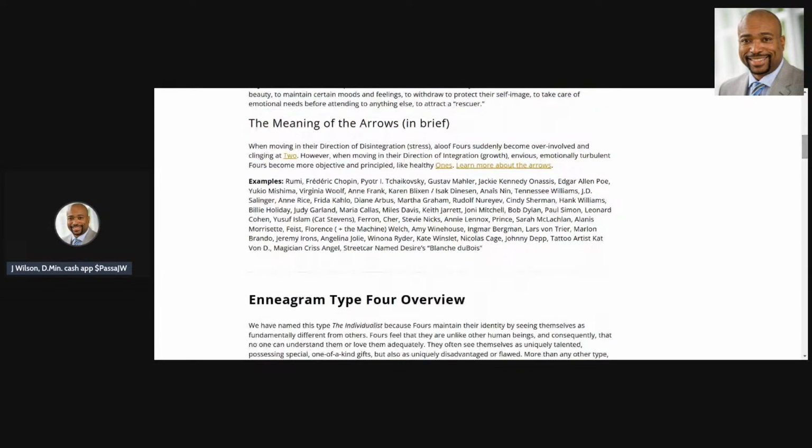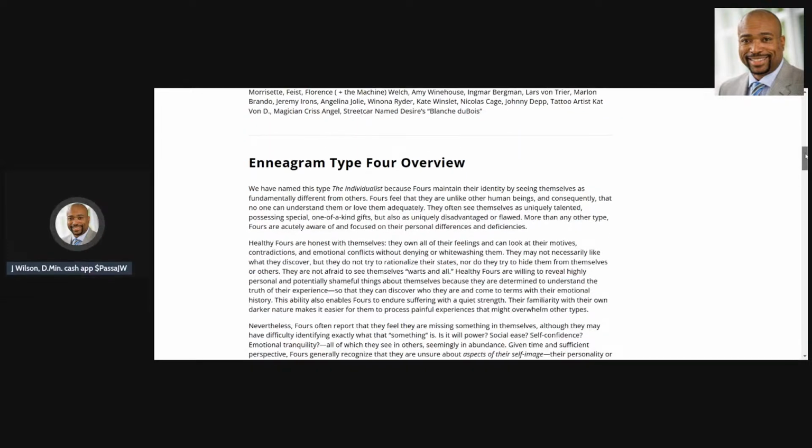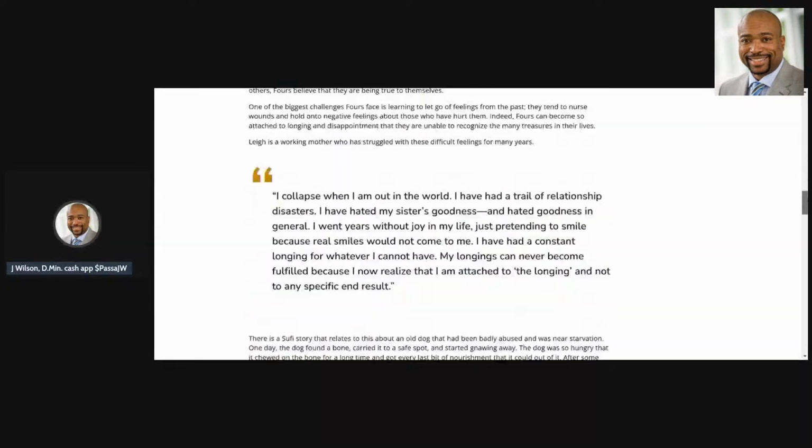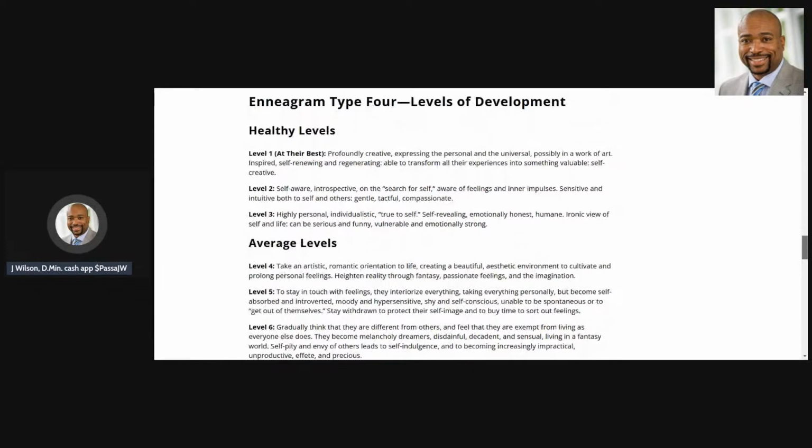That's where they land. And here are some of the individualists: Bob Dylan, Paul Simon, Cher. Some of these people really are very music, people who create, people who are singers, songwriters, artists. They're always looking to find themselves. Okay. And of course, at their best, they're creative, self-aware, highly personable.